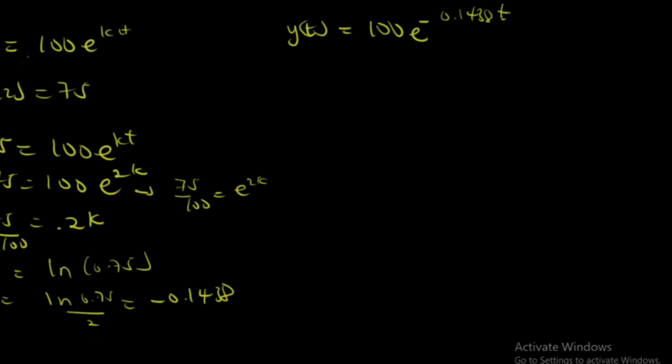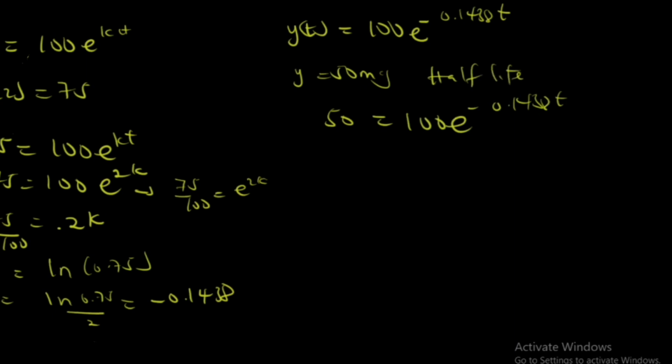And in this case, they ask using the half-life. So with 100 milligrams, what will be half of it, which is 50 milligrams? Therefore, we have y equal to 50 milligrams using the half-life. So when you equate it, you get 50 is equal to 100 e^(-0.1438t). This is for the half-life, because for it to happen, half of it will be 50 milligrams. And then you solve it to get t.